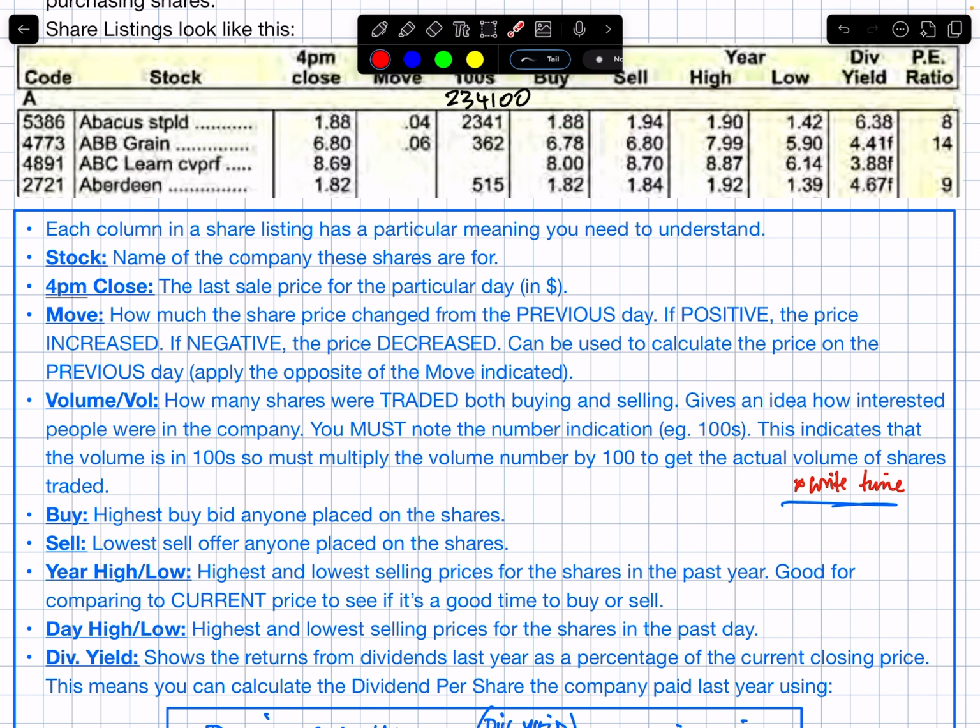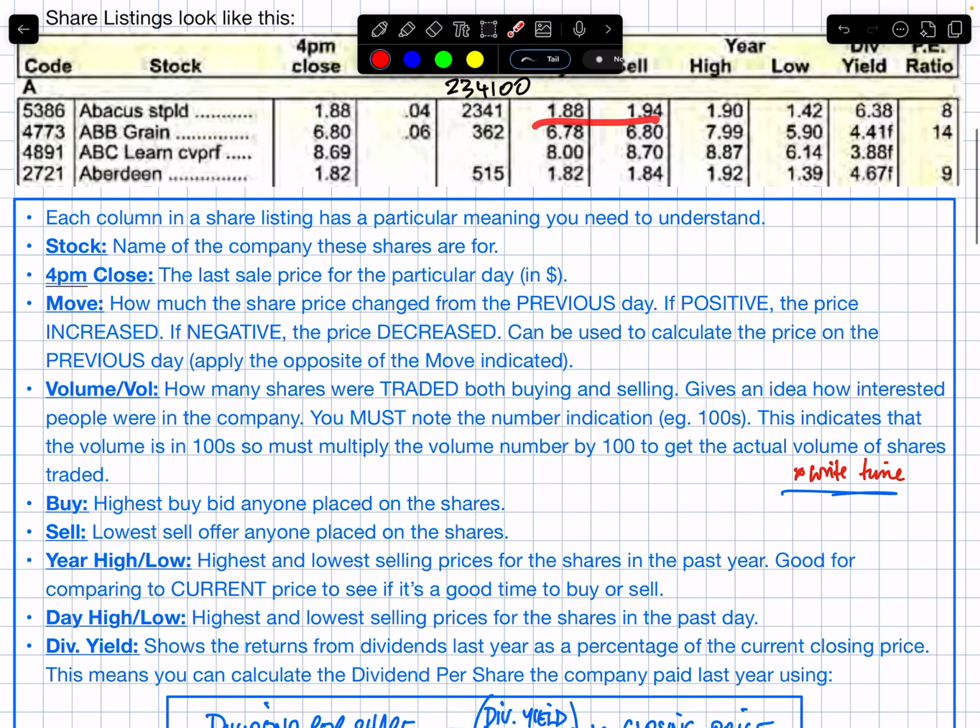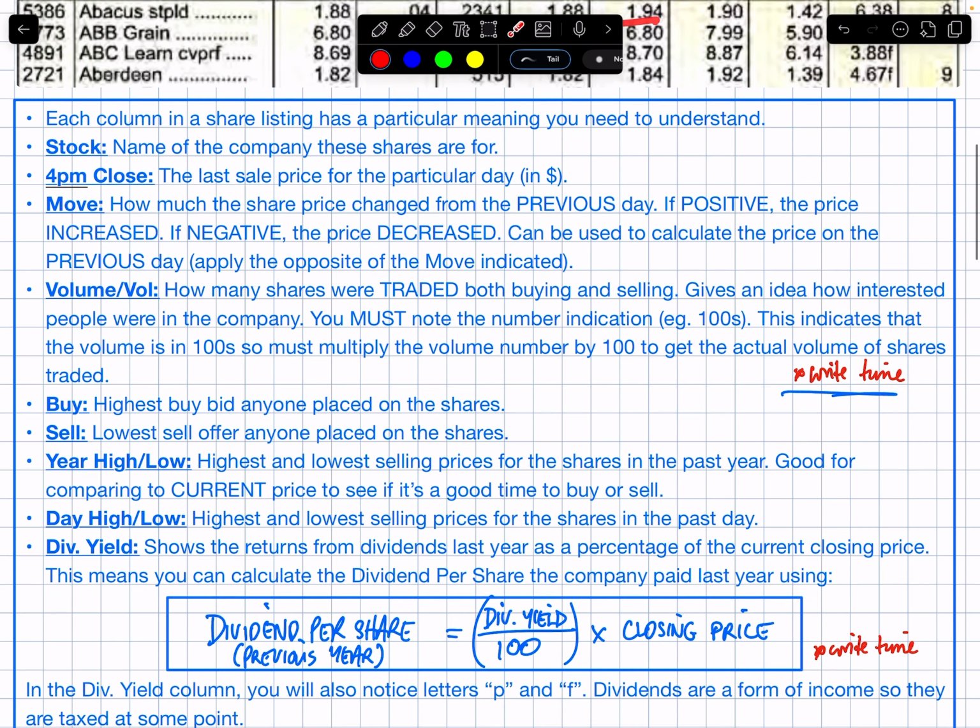We don't actually get the information about the actual buying and selling prices people agreed to, because there would just be too many to fit into one column. It's sort of an average.